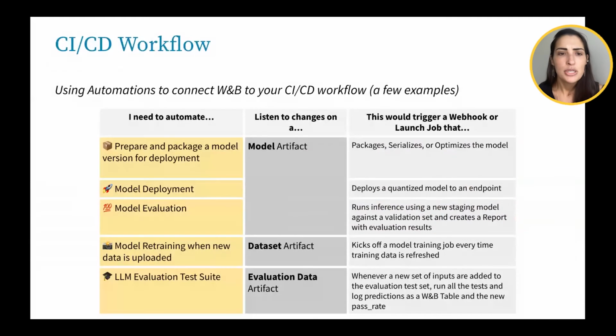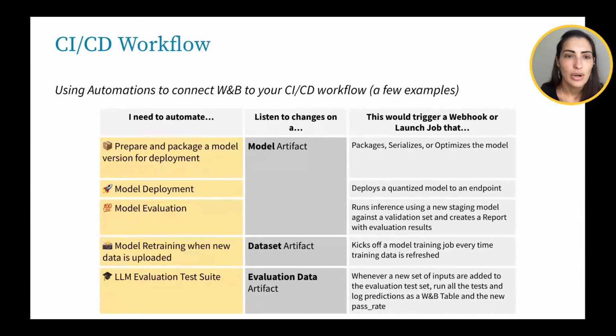Cool. So I put this diagram together. I talked about the anatomy of an automation, that it's this event action pair, and you might be trying to understand why this is relevant to my CI/CD workflow, and how automations are useful to connect Weights & Biases to your CI/CD workflow. So I put down a few examples here. On the left-hand side, the farthest column on the left, you might recognize a bunch of workflows that you're trying to automate. And the key thing to point out here is that you can use an automation to listen to changes in the model registry or to your artifacts to automate these processes.